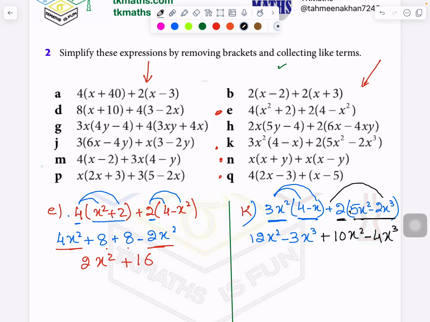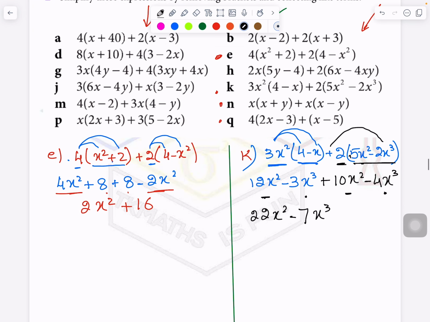Now we will see which are the like terms. This one and this one. Similarly this one and this one. They both have x square. So 12 plus 10 is 22x square. And minus 3 and minus 4 is, now here remember, minus 3 minus 4 minus 7 x cube. Agreed?